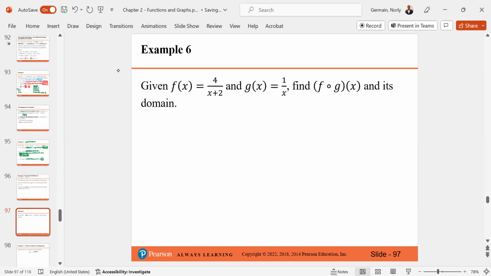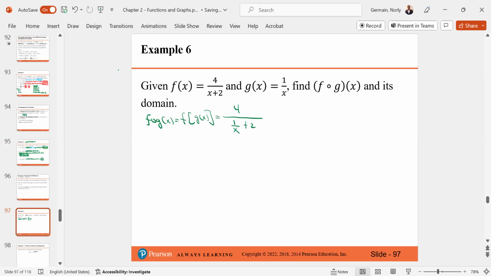Now look at these examples where they would ask you to form a composition of functions and find its domain. They give you these two functions. First of all, they ask you to find f∘g of x. So f∘g of x means everywhere I see x in f, I replace it by g of x. That means I have 4 over, what is g of x? It is 1 over x, so I replace it: 1 over x plus 2.